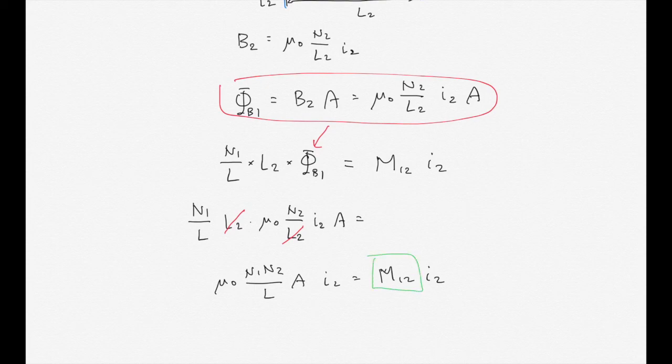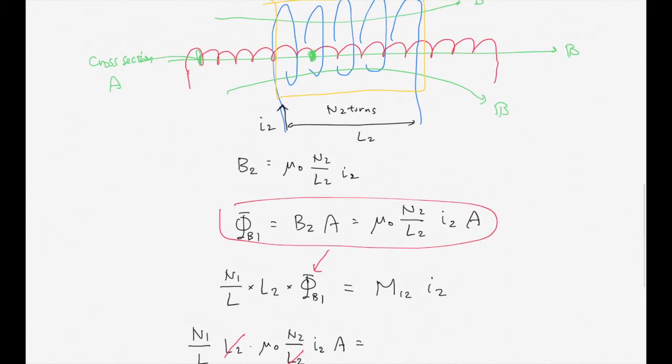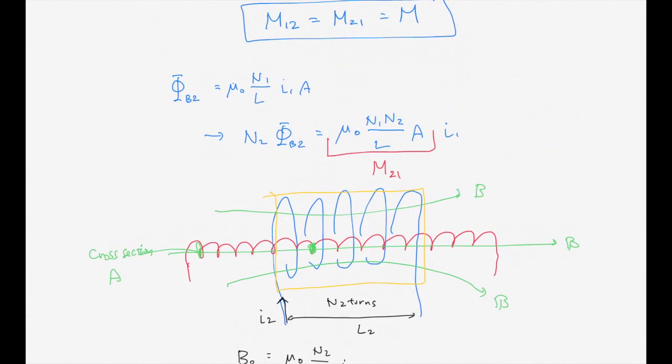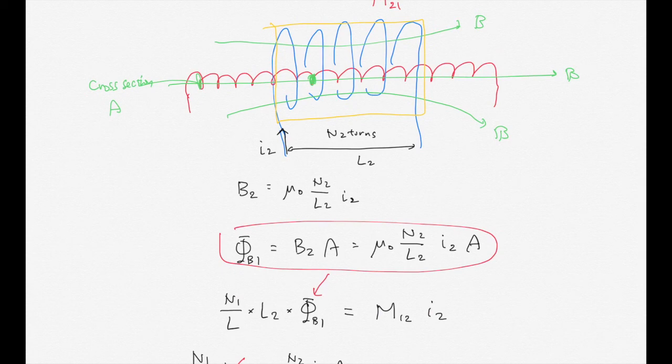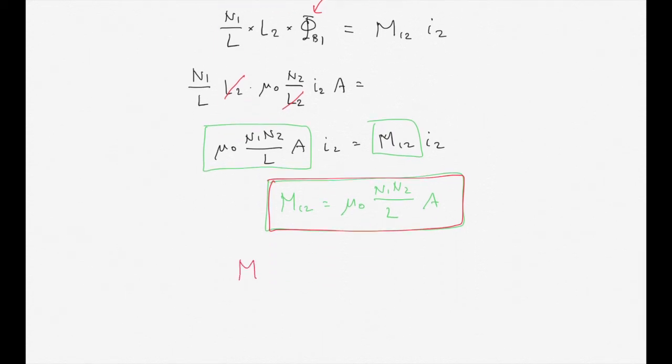So this means M sub 1 2 equals mu sub 0 N sub 1 N sub 2 over L times A. This is the mutual inductance. So we have two expressions: first M sub 2 1, and then M sub 1 2. And actually these two expressions are exactly the same. I proved M sub 2 1 equals M sub 1 2. This is the expression of the mutual inductance. This is the answer to this practice.